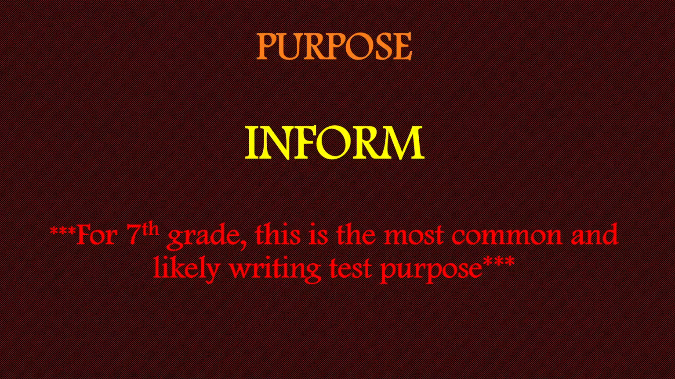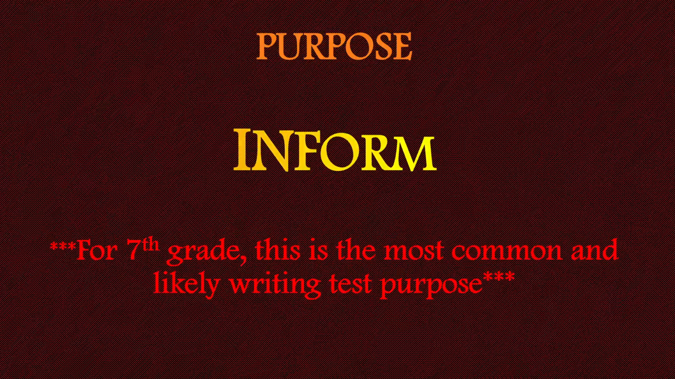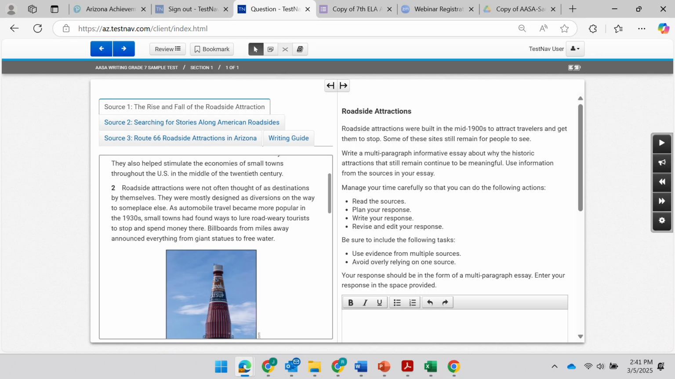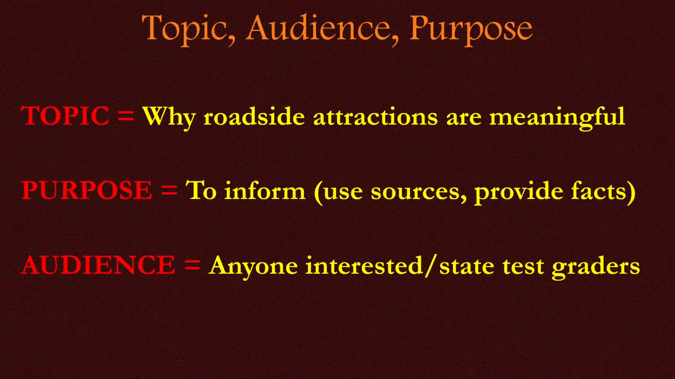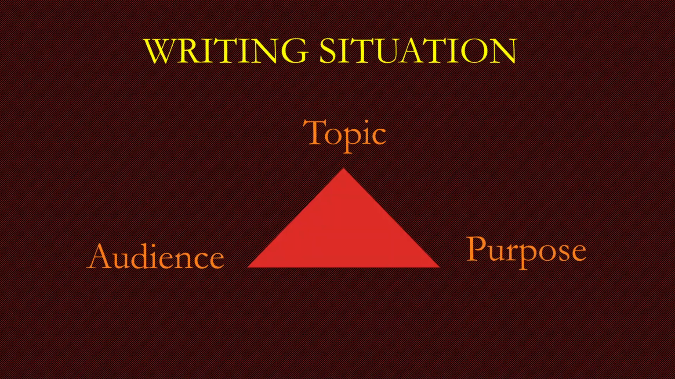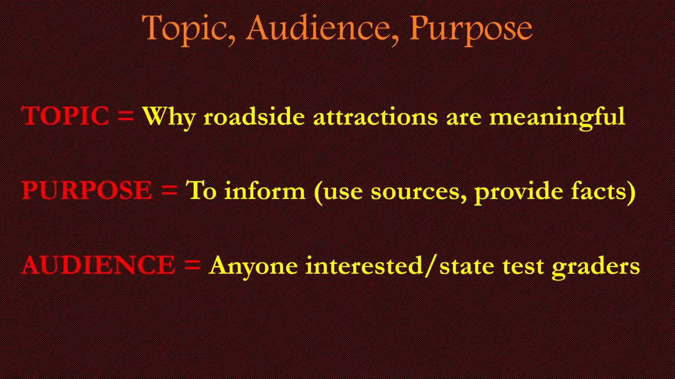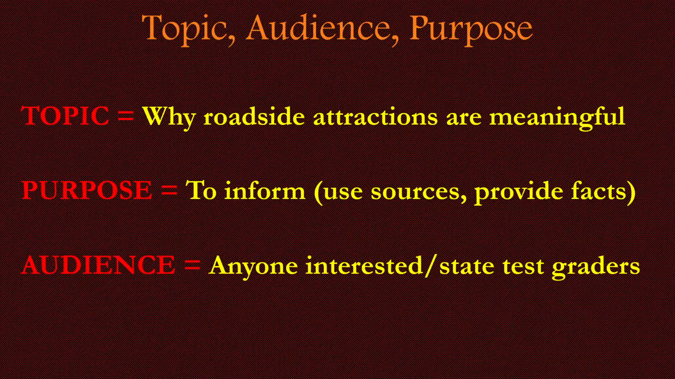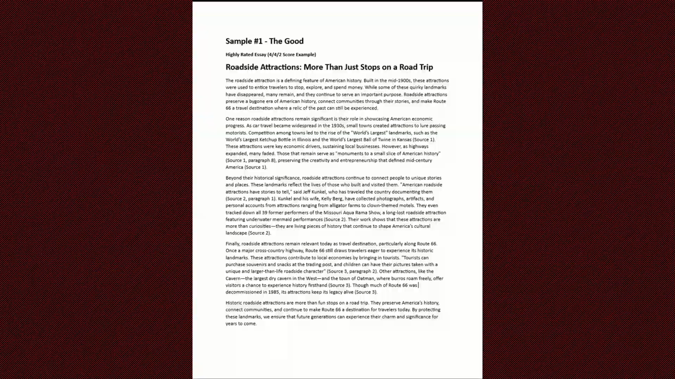It is much more likely that you'll get the purpose of inform. In fact, for 7th grade, this is the most common and likely writing test purpose. So be ready for it. And of course, we are ready for it because we've been practicing it. Again, identify topic, audience, purpose, or at least in this case, topic, purpose. Topic is why roadside attractions are meaningful, and the one that we practice, with the purpose being to use the sources and provide facts to inform your reader.